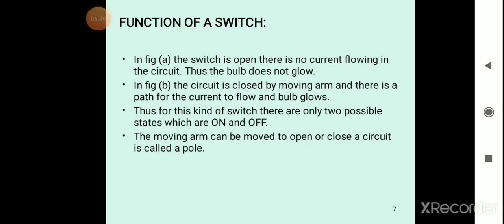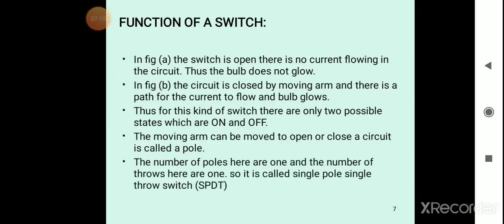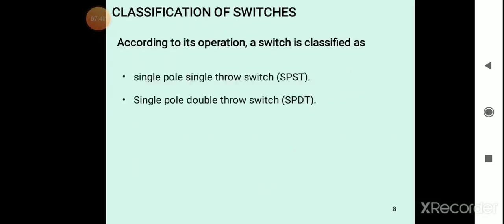The moving arm that can be moved to open or close a circuit is called a pole. We can describe the switch in terms of poles, single pole, double pole, like that. The number of poles here is 1, and the number of throws here is 1. So it is called a single pole, single throw switch, SPST. We use this notation to represent the number of poles and the number of throws a switch has. Now we try to classify the switches.